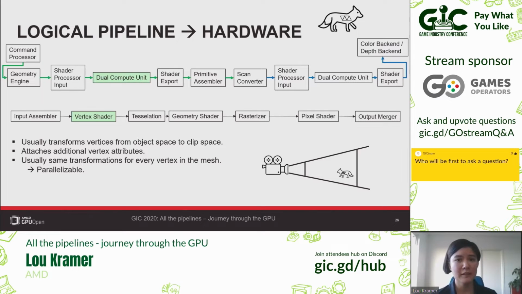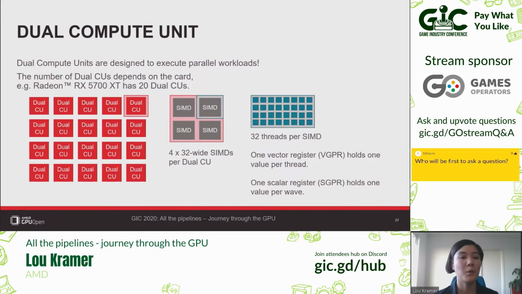And the thing here is that usually it does the same transformation on every vertex in the mesh. And this is very parallelizable. And this is the reason why GPUs were invented in the first place, because the problem we are working on here is very parallel. We have a lot of data. So we have like millions of vertices that have to go through all the same computations. And this is also why the GPU is exactly built this way, why the dual compute units look like how they look now.